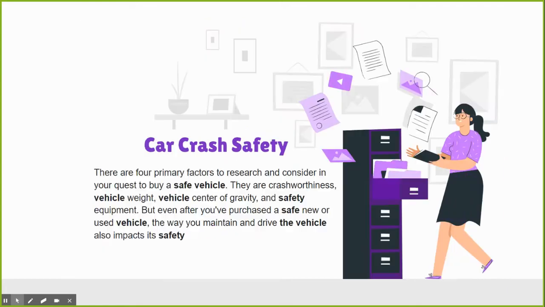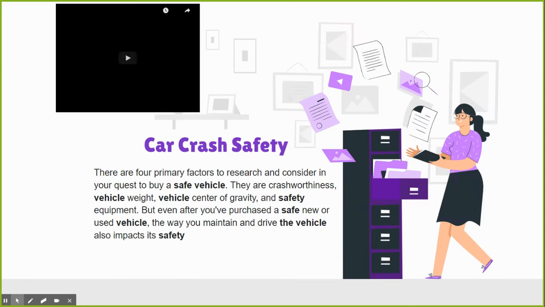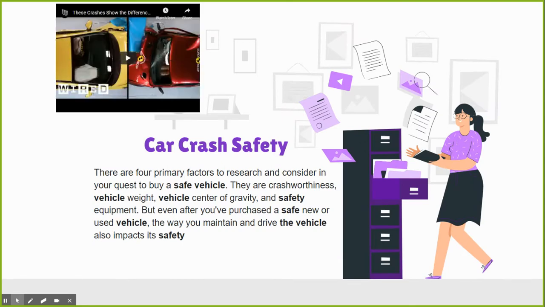Okay, so again, car crash safety. There are 4 primary factors to research and consider in your quest to buy a safe vehicle. We're not buying a safe vehicle, but we are trying to make a safe vehicle for our egg. Their crashworthiness, vehicle weight, center of gravity, safety of equipment, but even after you've purchased a safer new used vehicle, the way you maintain and drive the vehicle also impacts safety.